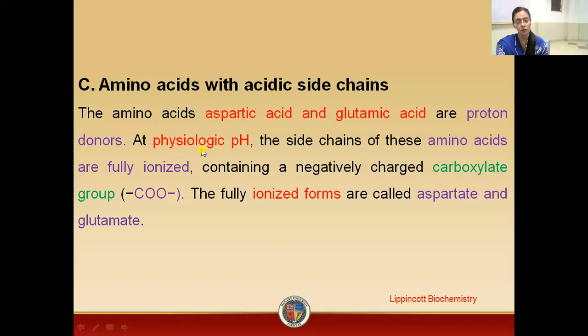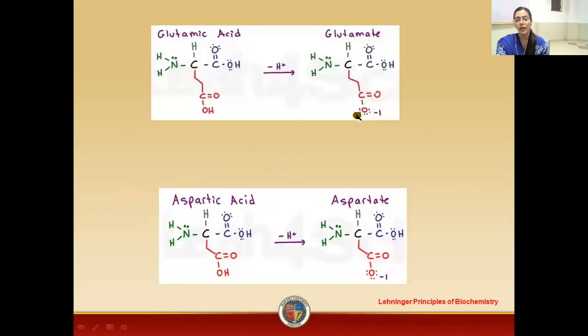At physiological pH, these amino acids are fully ionized, that is, they contain a negatively charged carboxylate group. This COO minus is the carboxylate group. The fully ionized forms are called glutamate and aspartate. This figure represents that this COO has a negative charge and we call it glutamate. After deprotonation of glutamic acid, we get glutamate.